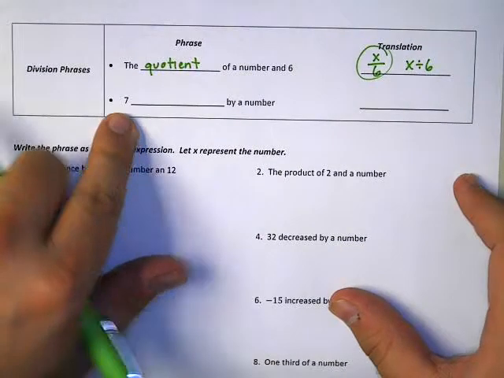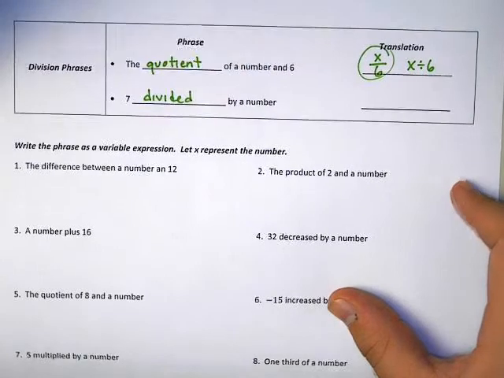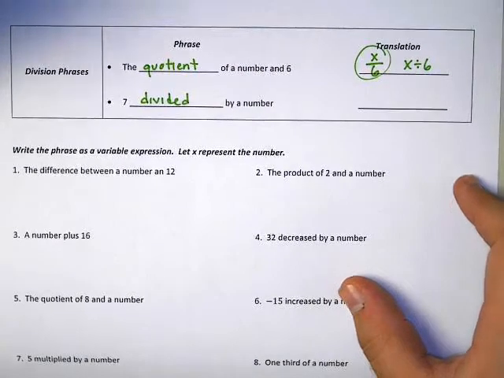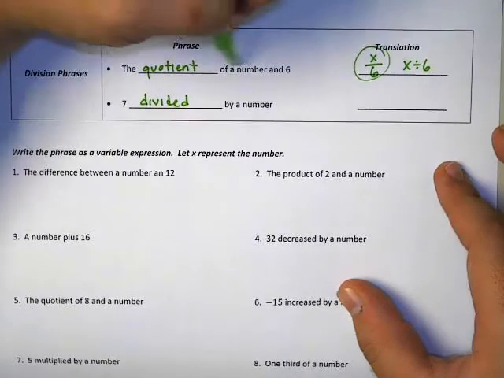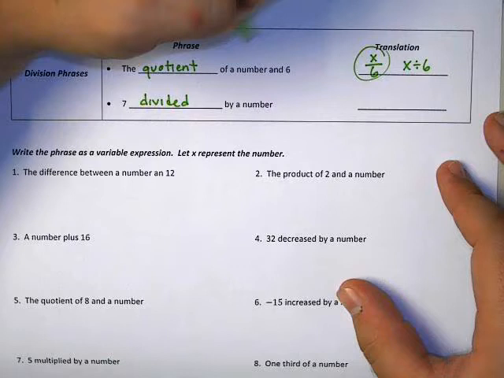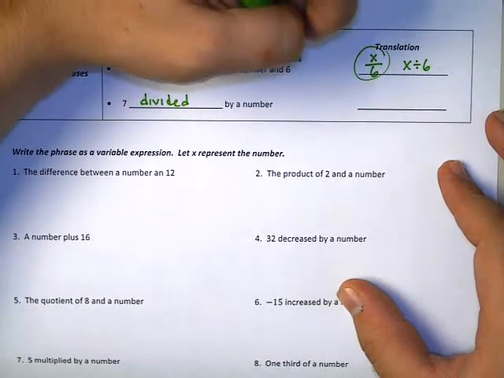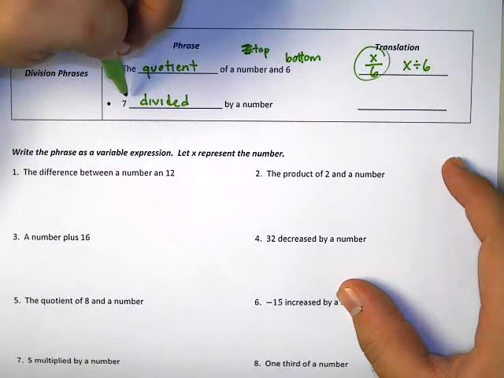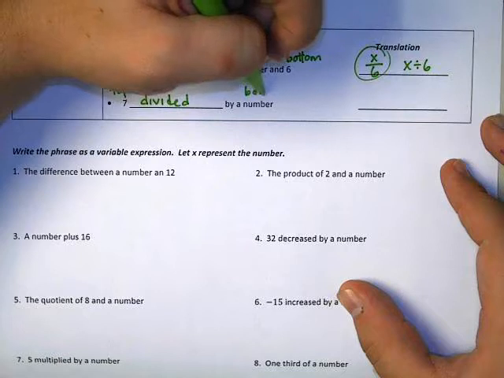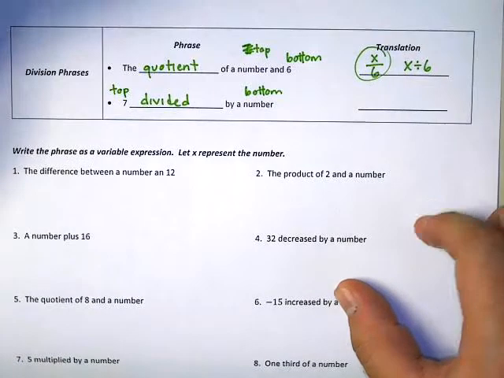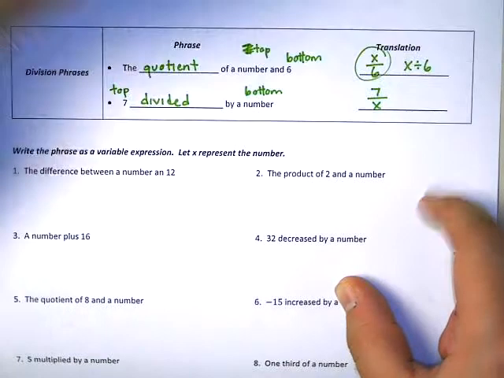And then lastly, 7, oh, this one's an easy one, divided by. So 7 divided by a number. So be very careful of order here. Just like above, the quotient of a number and 6, it's the same thing here. It's going to go in order as it's seen, top and bottom. So 7 divided by a number just means 7 over x.